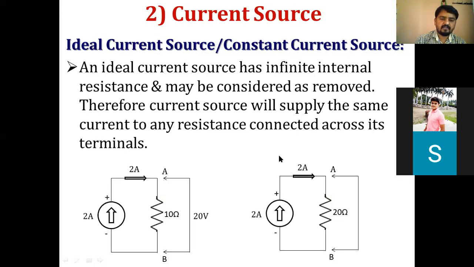Okay. Next line, write down: an ideal current source has infinite internal resistance, and may be considered as a remote here now, remote.